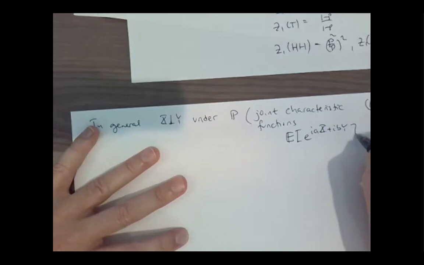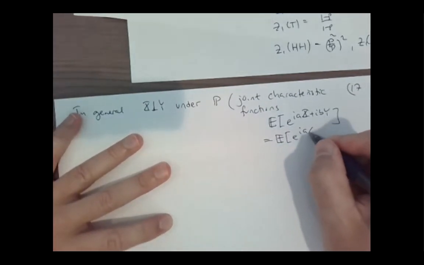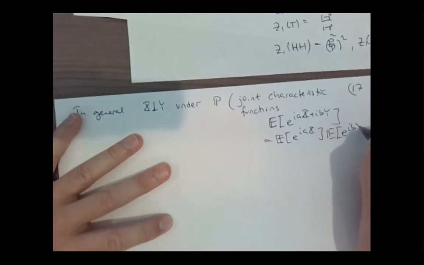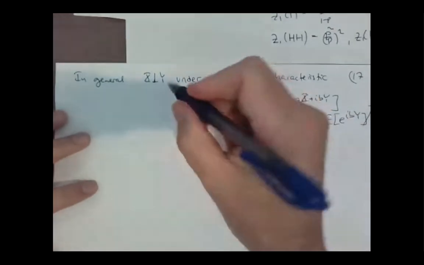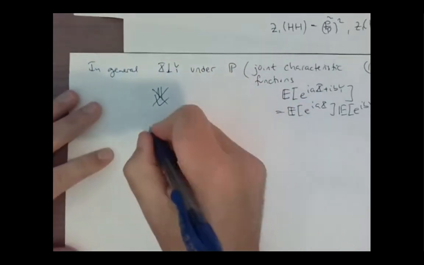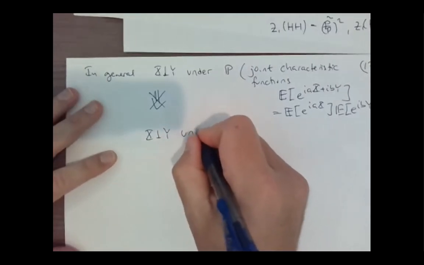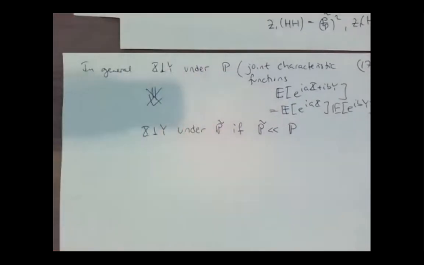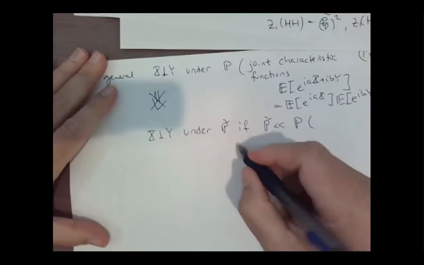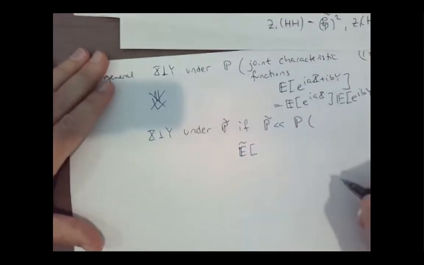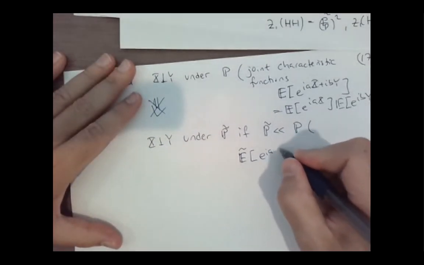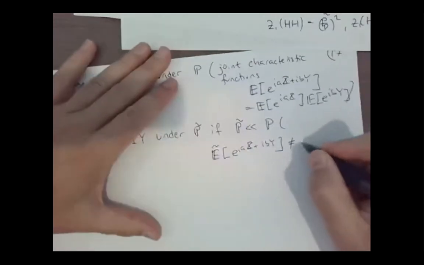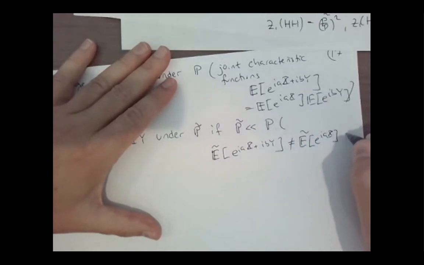So you can look at E of e to the iAX plus iBY. If I have independence, it means that the joint characteristic function factors. In general, if I have independence, this is not going to spill over to independence under P tilde, even if P tilde is absolutely continuous with respect to P. Just because you're independent under one measure, it may or may not be the case that you're independent under an absolutely continuous measure. You don't have a result like that. So it could be that the joint characteristic function under the P tilde measure would not have that property, that it would not be just a product.